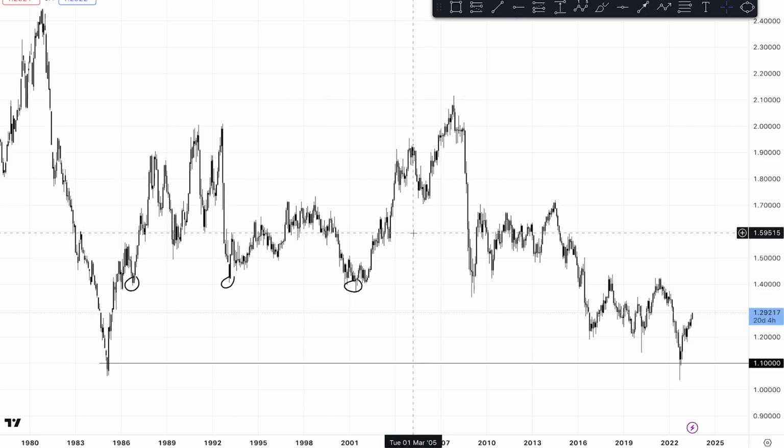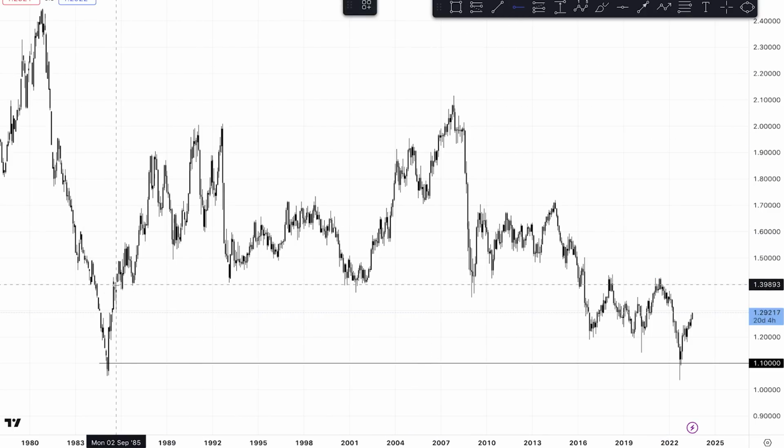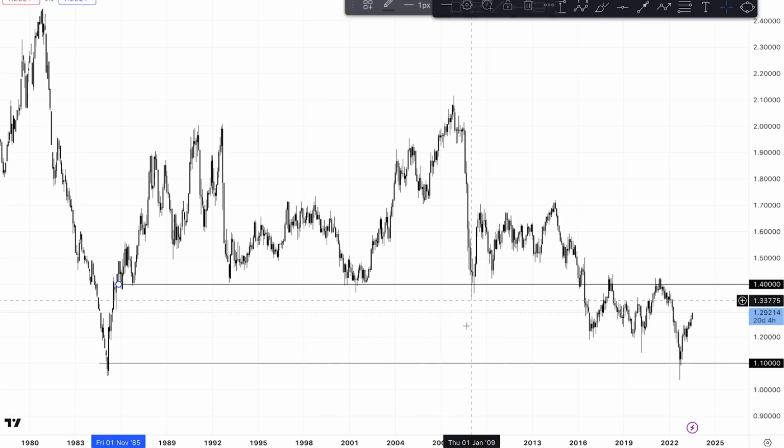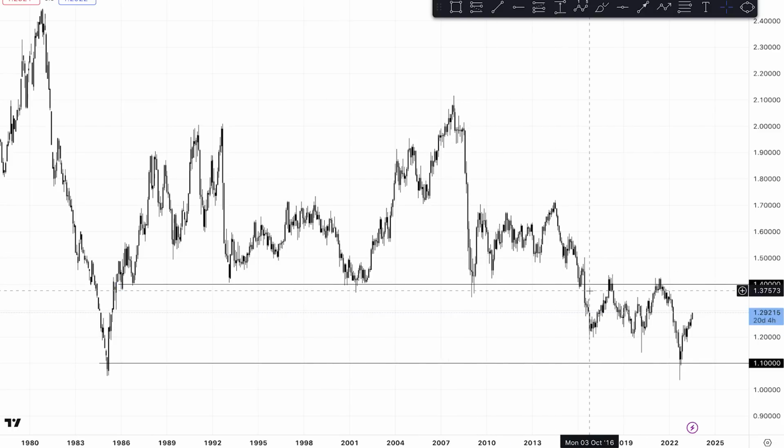I'll delete all those circles for now, and we're going to put another horizontal ray through there, and this significant psychological level is at 1.4. So we'll put that in and we'll edit that to 1.4. We're keeping these time frames, we're keeping it as psychological levels.